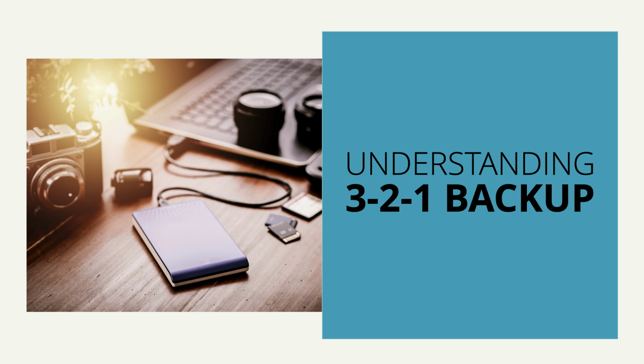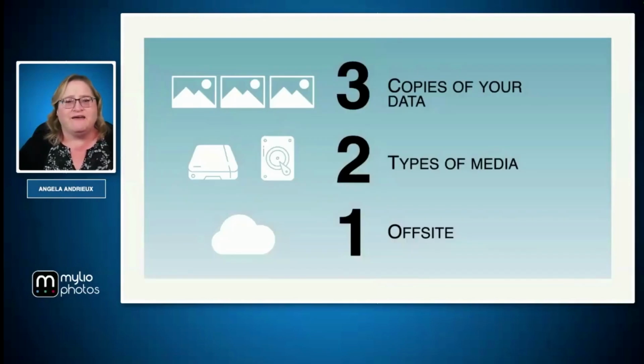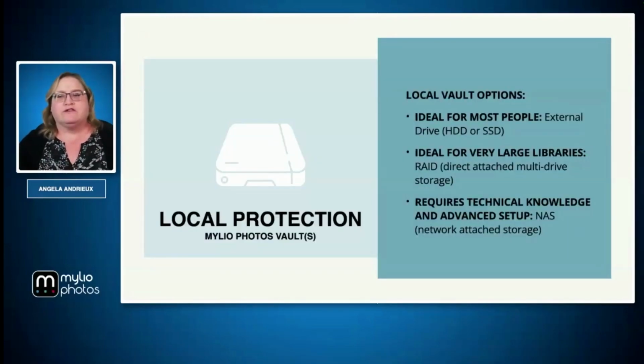So let's talk a bit about 3-2-1 backup. This is the concept of having 3 copies of your data on at least 2 different kinds of media, with one of them off-site. So let's talk about how this can be done with Mylio. With your local vault options, I typically recommend people have at least 2 of these. This is going to be your local external hard drives. This could be a computer if you have a ton of storage space. This could be direct attached RAID storage, or a NAS that sits in your office.